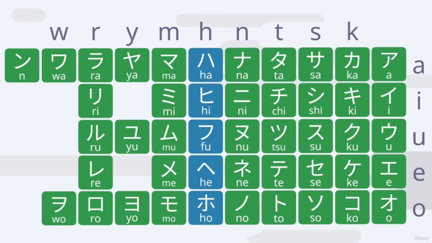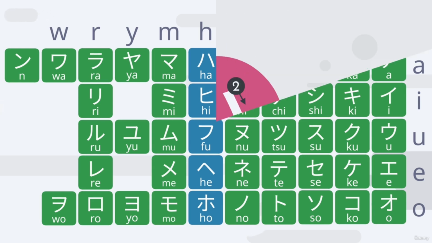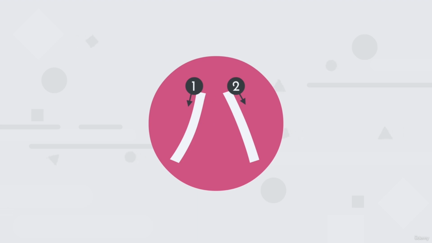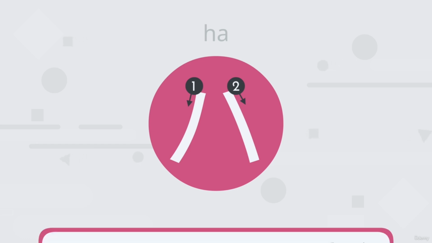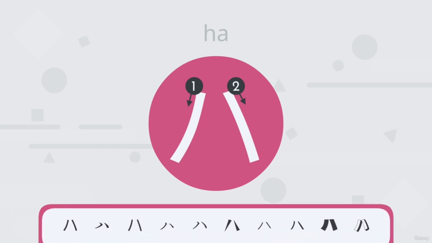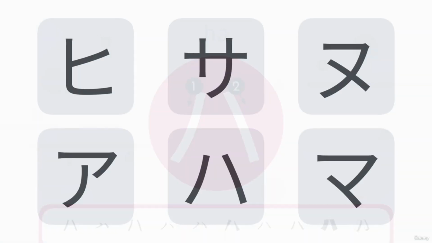In this lesson, we'll learn the characters ha, hi, hu, he, ho. The first character we'll learn is ha. Ha. Which of these characters is ha?